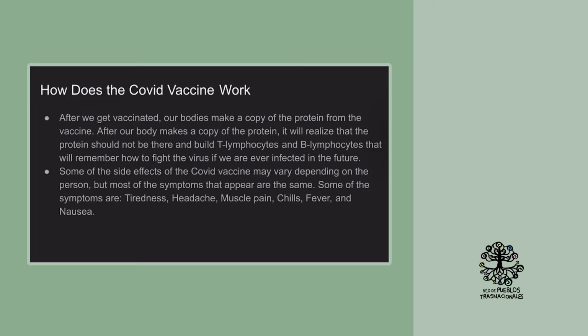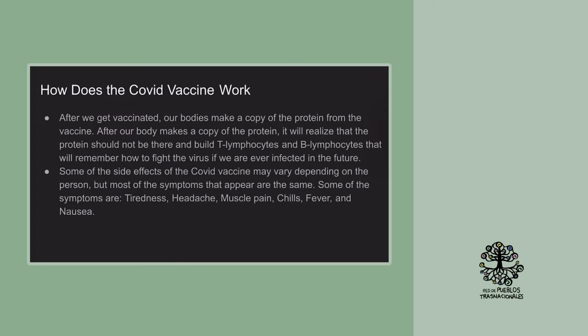How does the COVID vaccine work? After we get vaccinated, our bodies make a copy of the protein from the vaccine. After our body makes a copy of the protein, it will realize that the protein shouldn't be there and build T lymphocytes and B lymphocytes that will remember how to fight the virus if we are ever infected in the future.